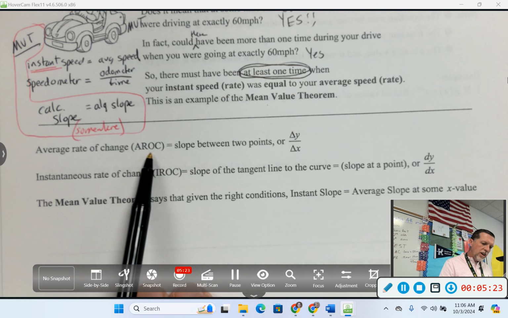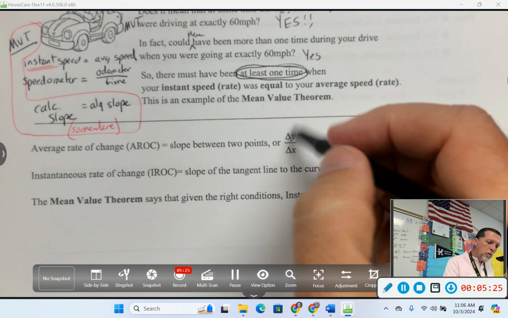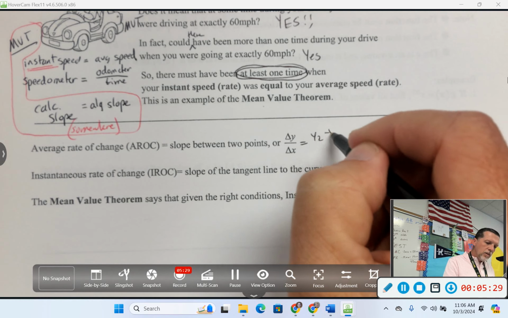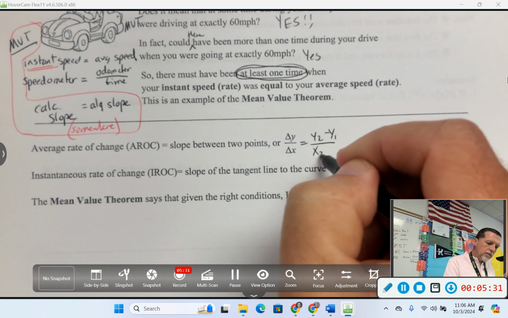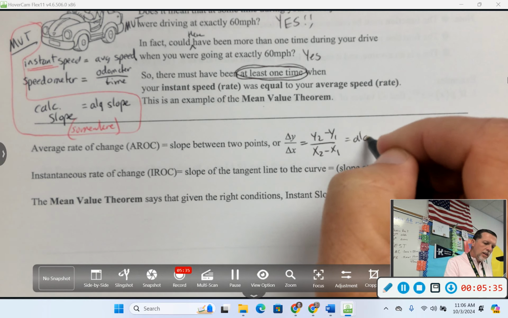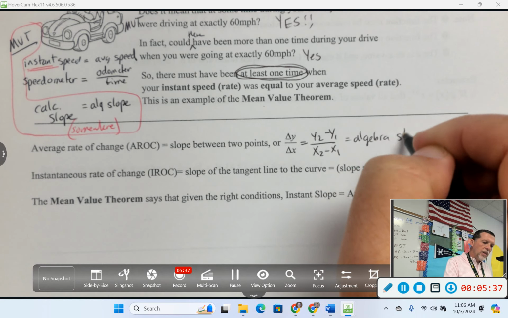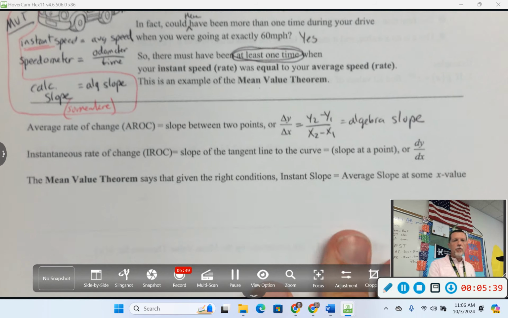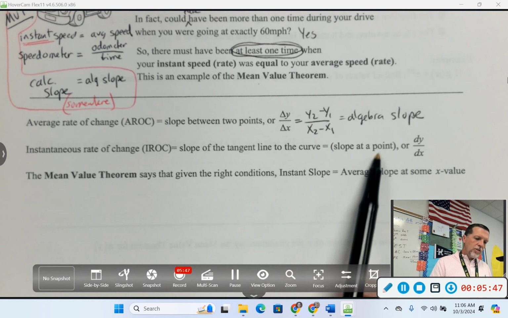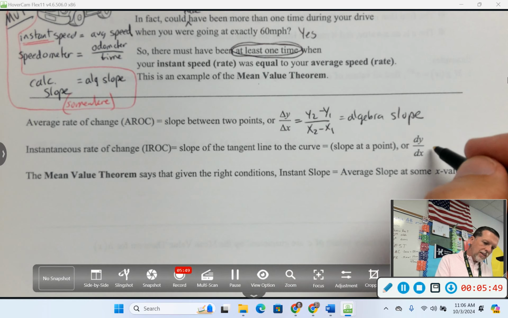Average rate of change, that's the slope between 2 points, delta y over delta x, or y2 minus y1 over x2 minus x1. That's what I've been calling the algebra slope, like algebra 1. Instantaneous rate of change, slope of the tangent line, slope at a point, dy/dx, that would be what I've been calling the calculus slope.